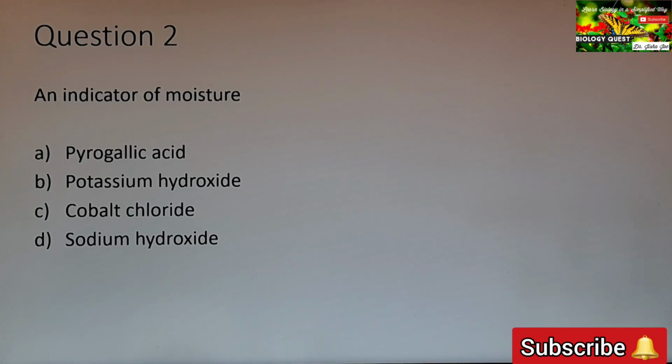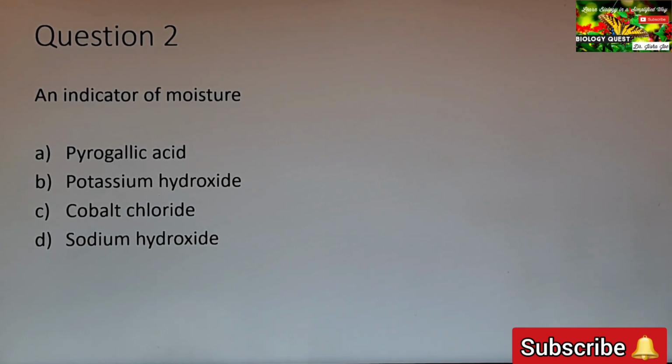Question 2. An indicator of moisture. Options are pyrogallic acid, potassium hydroxide, cobalt chloride, sodium hydroxide. So we know pyrogallic acid, what is that? It is a chemical which absorbs oxygen from the air, and it is used in respiration experiments. Option B, potassium hydroxide, is used in photosynthesis experiments for the absorption of carbon dioxide from the air.